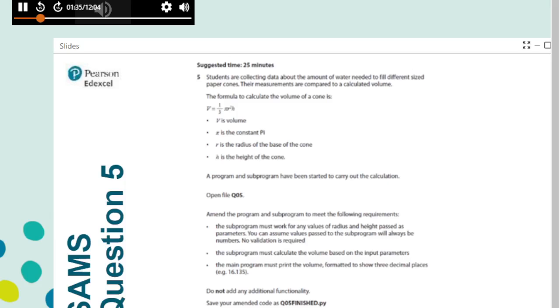This is the original question from the GCSE 2020 Computer Science Specimen Assessment material. This question is set in the context of a science investigation. An arithmetic formula is given with each variable defined. The question indicates that there is existing code. The amended code must meet each of the requirements in the bulleted list. By amending the code to meet these requirements, students will achieve a maximum of 15 marks.